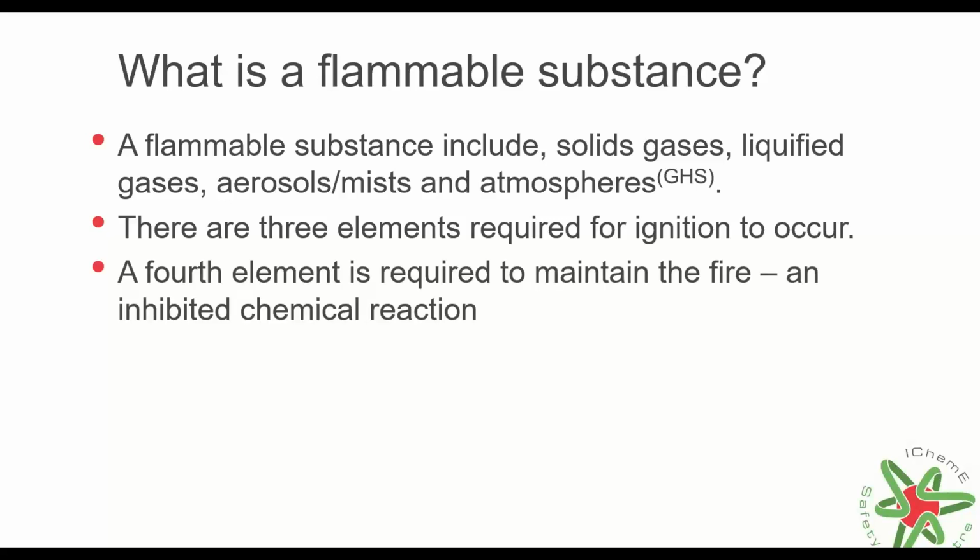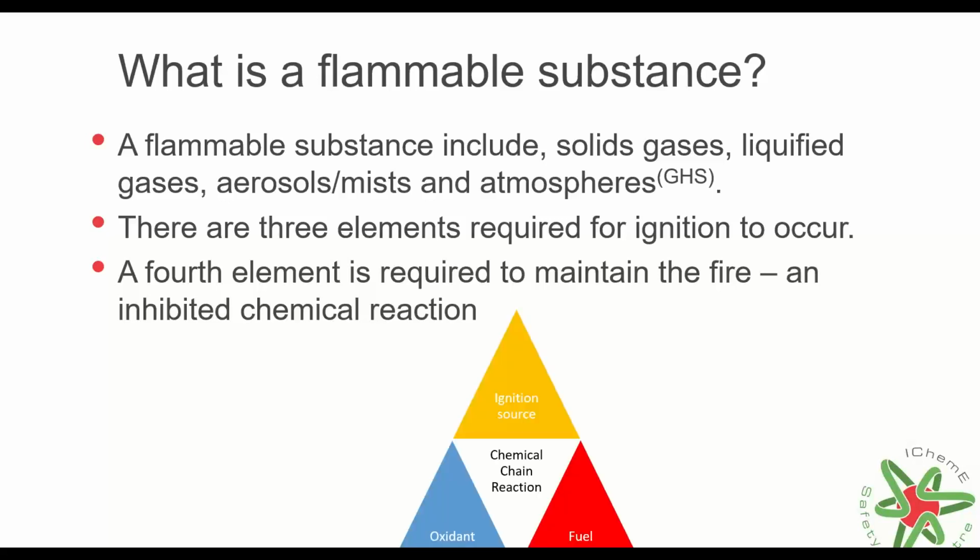A fourth element is also required to maintain the fire once it's actually started, and that is an uninhibited chemical reaction. Historically it's been shown as the fire triangle. We now call it the fire tetrahedron. So we need the fuel, which is our flammable substance. We need the oxidant, which is typically air in the atmosphere when we're talking about flammable atmospheres. We need the ignition source to actually cause the initial ignition. That could be hot work, a hot surface, a number of other things. And then we need the chemical chain reaction to sustain that combustion as it continues to burn.